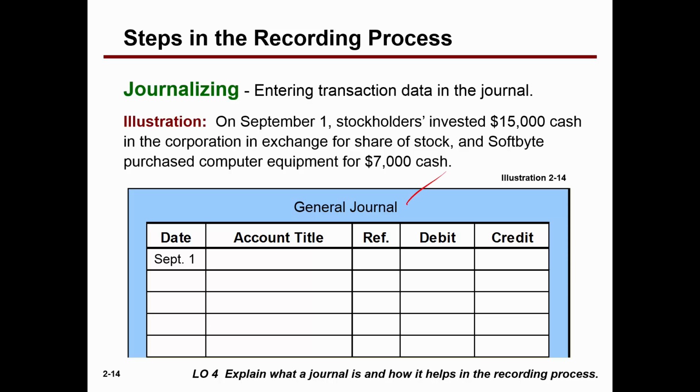There could be various types of journals in a business, but the main one is called the general journal, or we just use the letter J to abbreviate it. Here's an example of a transaction. We have the owners, the stockholders, investing $15,000 cash in exchange for the stock of the business. And then another transaction is to have the company buy equipment and paying out cash. So both of these transactions happened on September 1st.